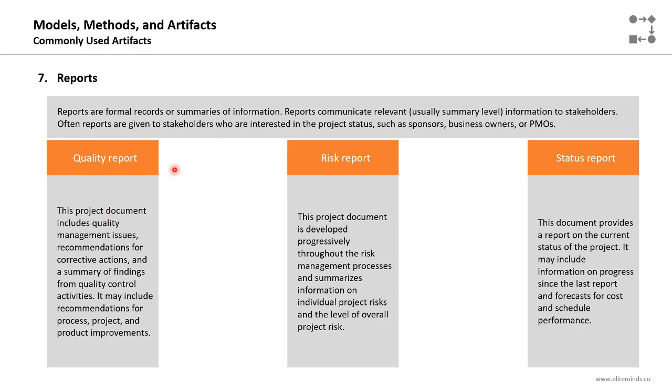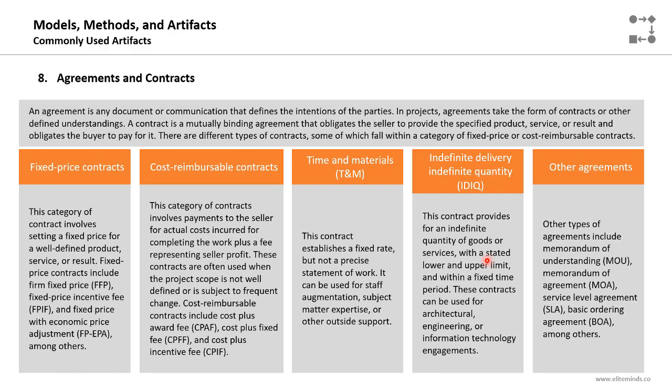A risk report is similar to the quality report, but it is more focused on the risk management processes. So this report or this document is developed progressively throughout the risk management processes and summarizes information on individual project risks and the level of overall project risk. A status report, it's a document that provides a report on the current status of the project. It may include information on progress since the last report and forecasts for cost and schedule performance in the project. So the status report is focused on the project performance in terms of cost and schedule.